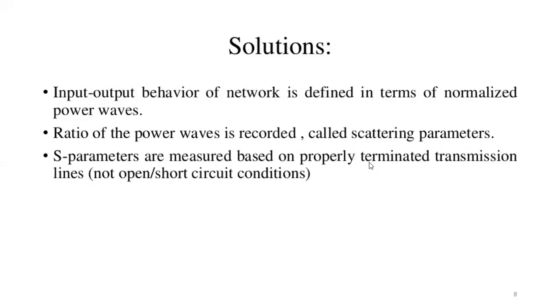Here, in scattering parameters, you will be considering the input power as well as the output power. These output and input powers will be measured in terms of ratio and recorded, and these are called scattering parameters. These scattering parameters are measured based on properly terminated transmission lines. When I say properly terminated transmission lines, it doesn't mean the open or short circuit condition you use at low frequency. You will be considering a certain impedance, and using that impedance, you will be measuring the S parameters.